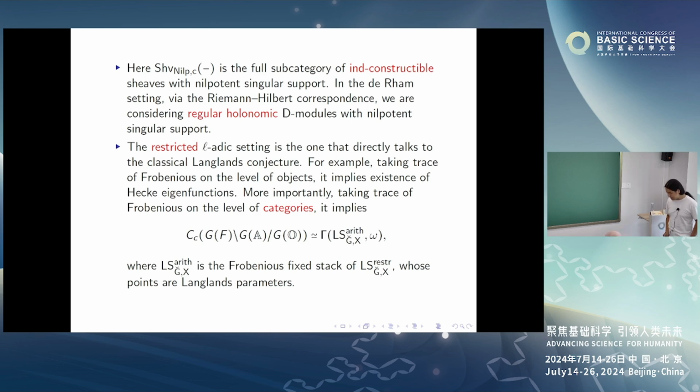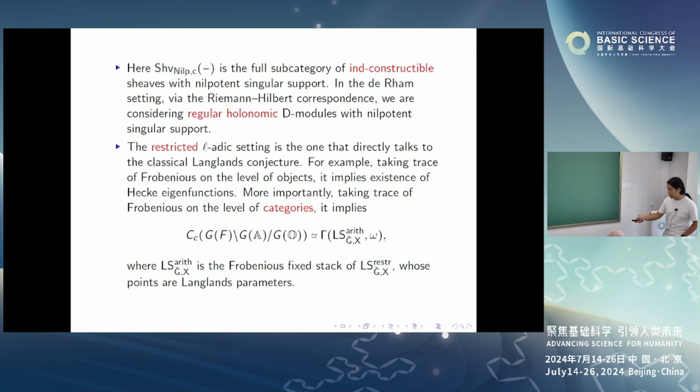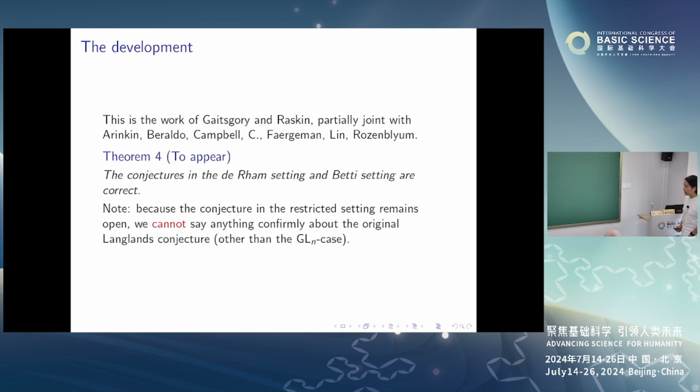But I want to emphasize that in this setting, they do have some consequence in the classical Langlands conjecture. And therefore, if you can prove this conjecture, you will get this isomorphism, and therefore you can say you solved function field Langlands for general G. But unfortunately, we do not have a proof of that conjecture right now.